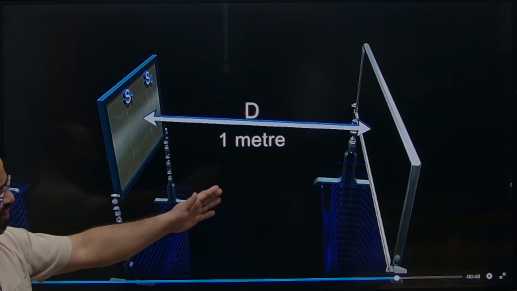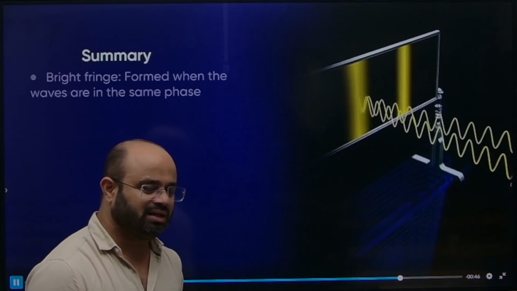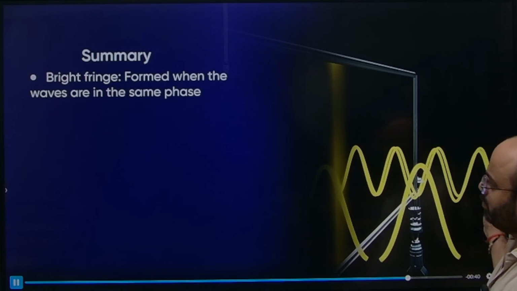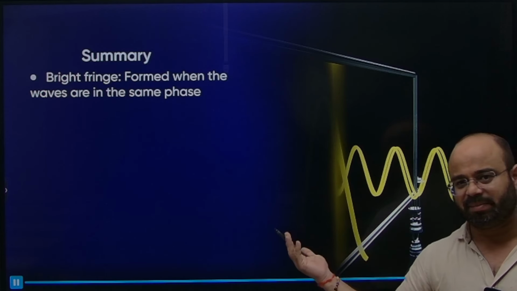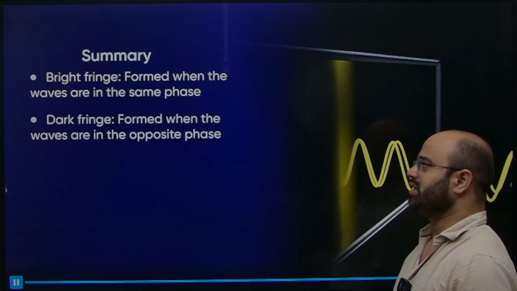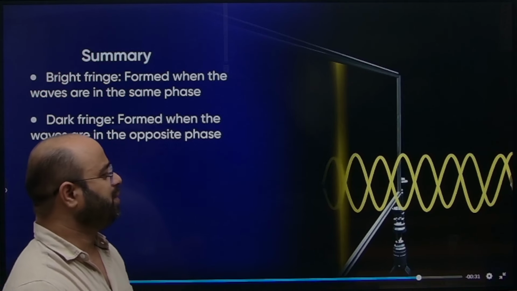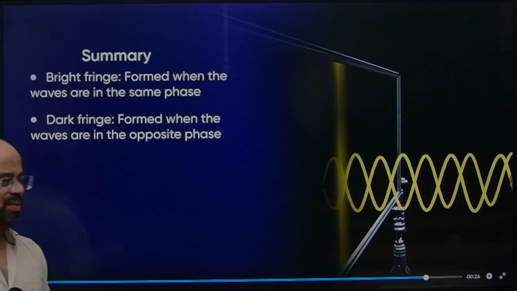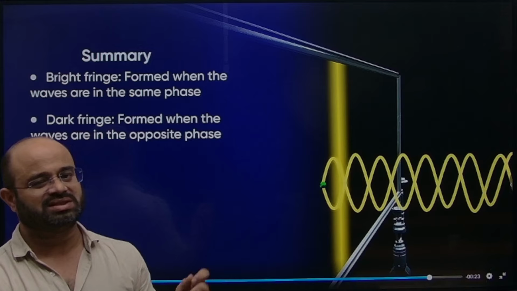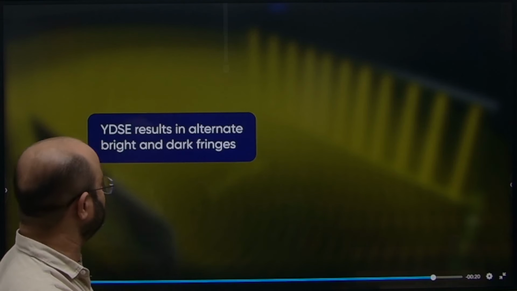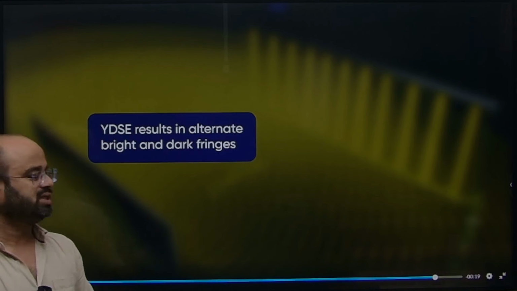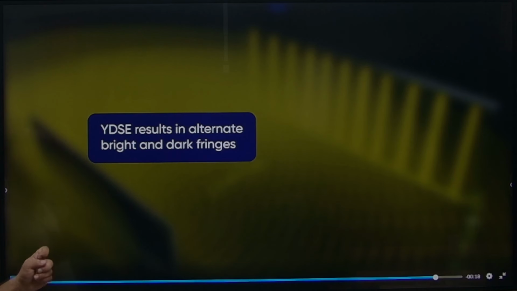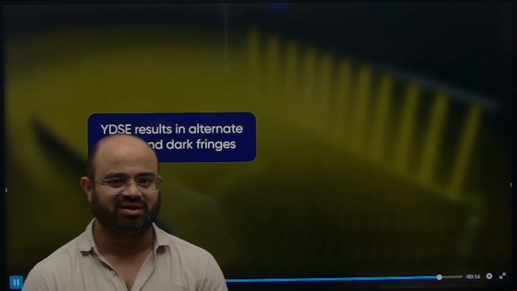The screen is kept very far, again to keep the vision angle bigger, and we can get a pattern to see. The light sources superimpose on each other. When they are in the same phase, it makes a bright fringe called maxima. When opposite phases superimpose on each other, that forms a dark fringe. So YDSE is basically when two waves coming from the same source, called coherent sources, of same frequency, same wavelength, superimpose on each other, they form alternate bright, dark, bright, dark, bright, dark fringes called maxima and minima, obtained by constructive and destructive interference.